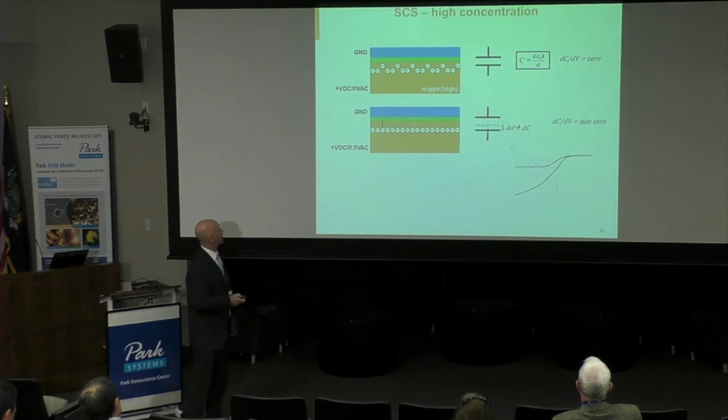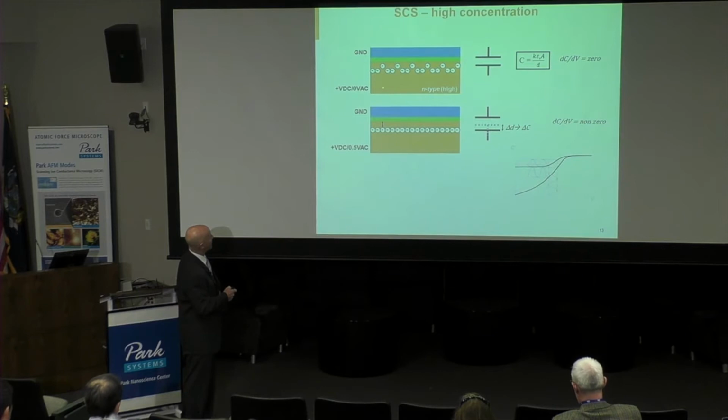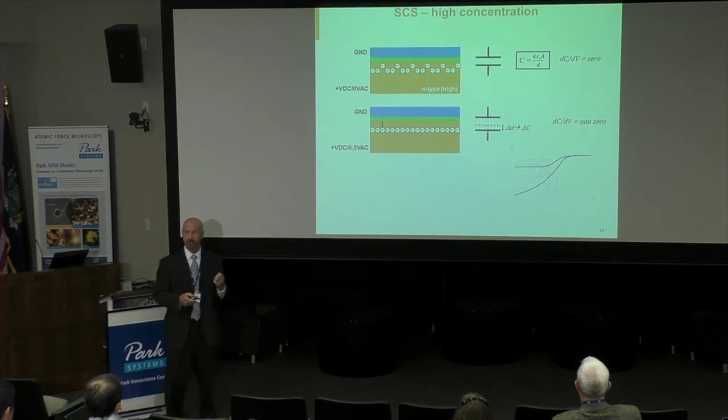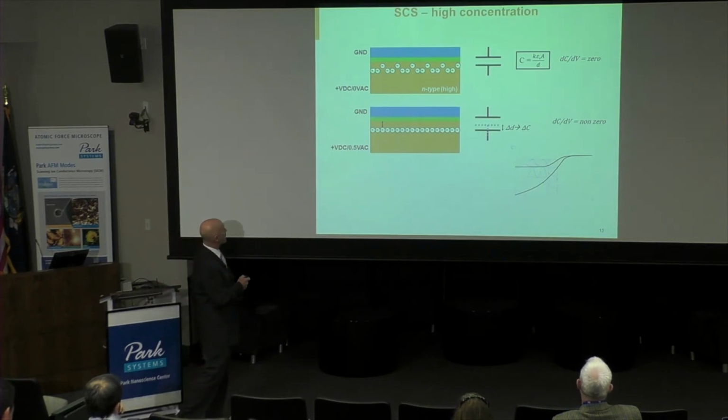So here's the solution. Let's put a DC bias on the sample. In this case, we're putting a positive bias up through the substrate. We're going to pull some of those electrons away from the surface. So we've got a high concentration. We're going to pull some of the electrons away from the surface, leaving these guys up here. Well, again, in a static condition, we don't see anything.